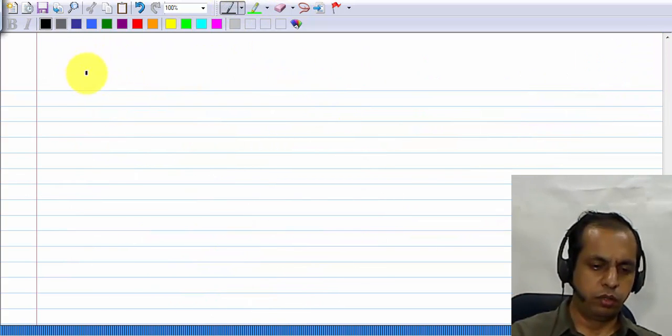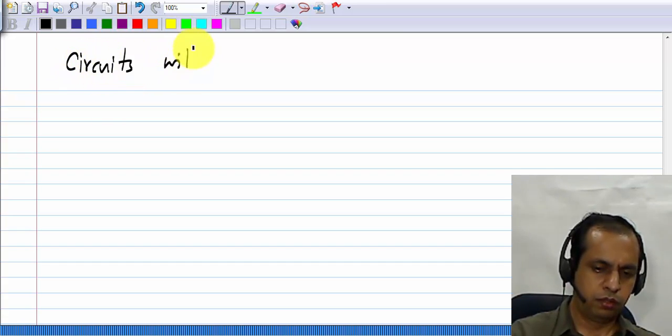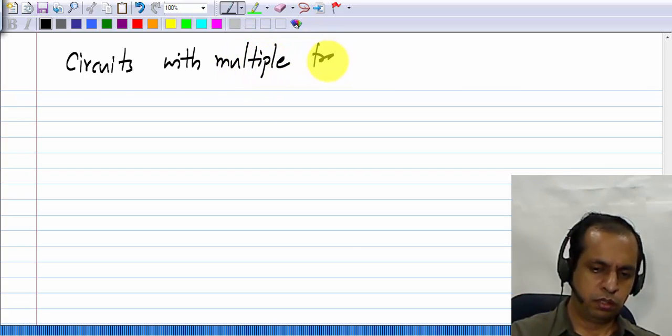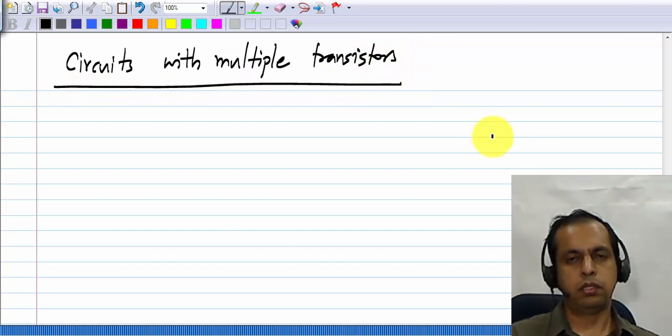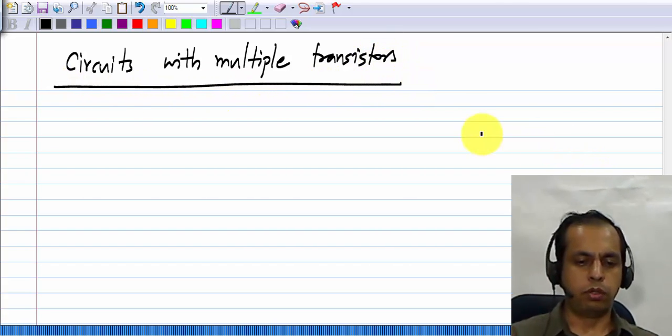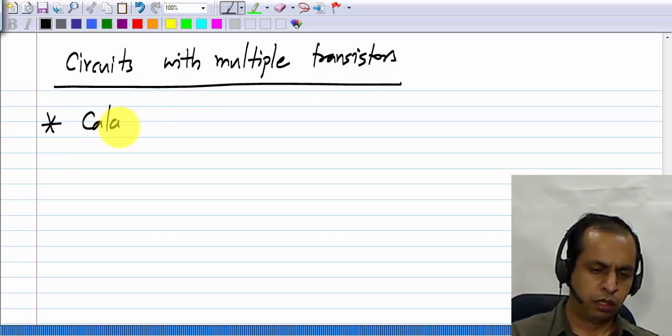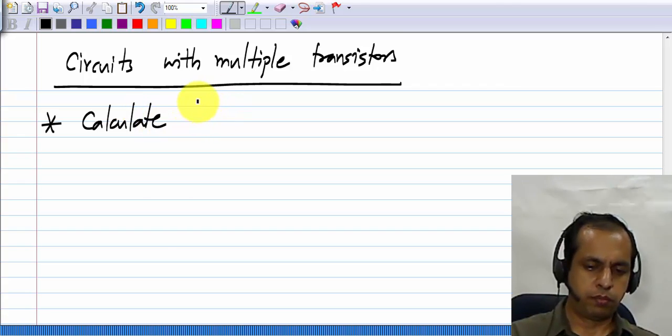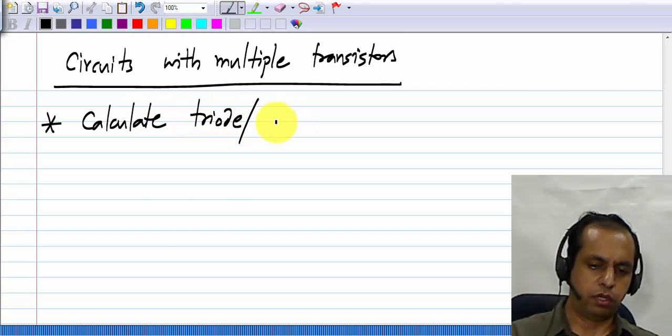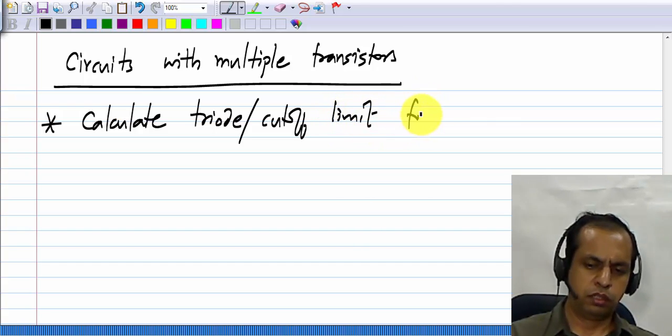Now later you will run into circuits with multiple transistors. Now what do you do? You again do exactly the same thing, but you calculate the triode or cutoff limit for one transistor at a time.